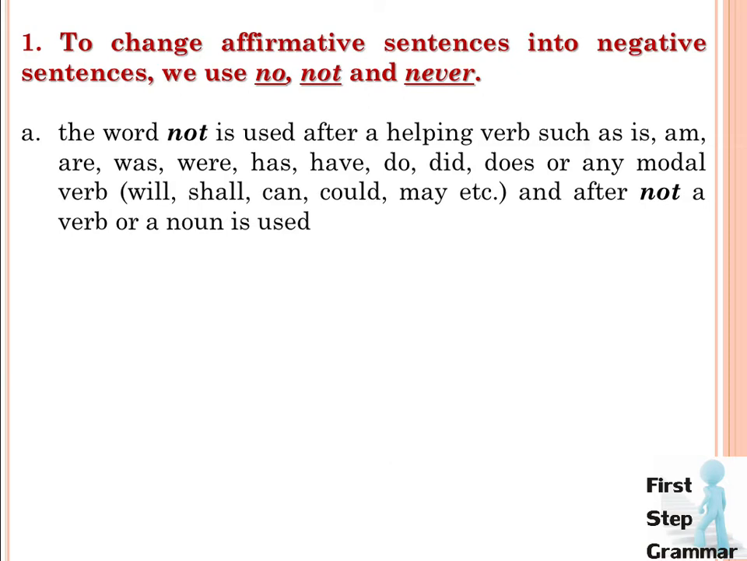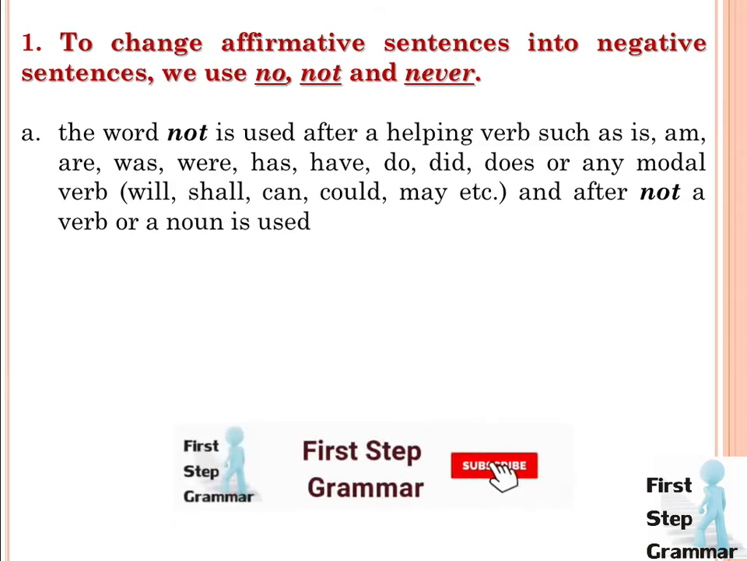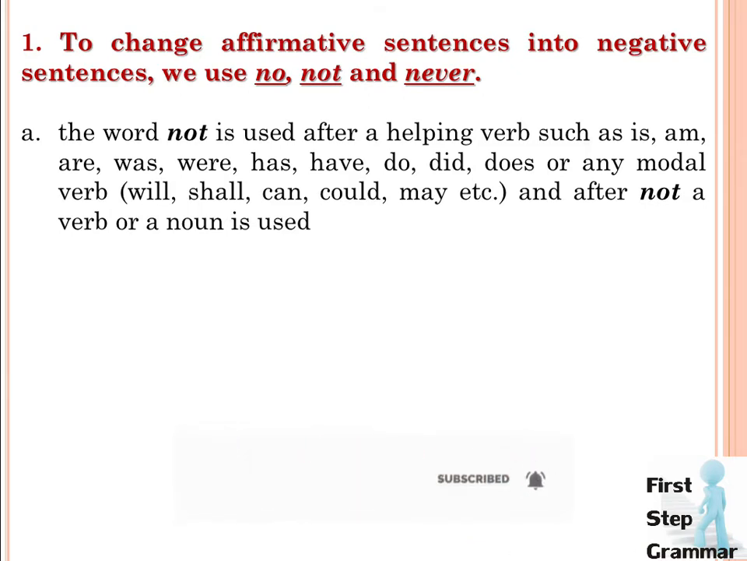The word not is used after a helping verb, as we have discussed earlier in the previous video, such as is, am, are, was, were, has, have, do, did, does, or any modal verb which includes will, shall, can, could, may, might, etc. And after using the word not, we have to use a verb or a noun. Let's see the example for this.